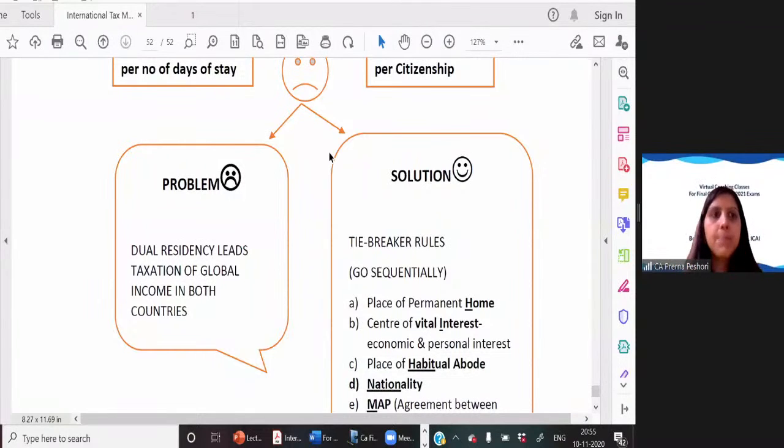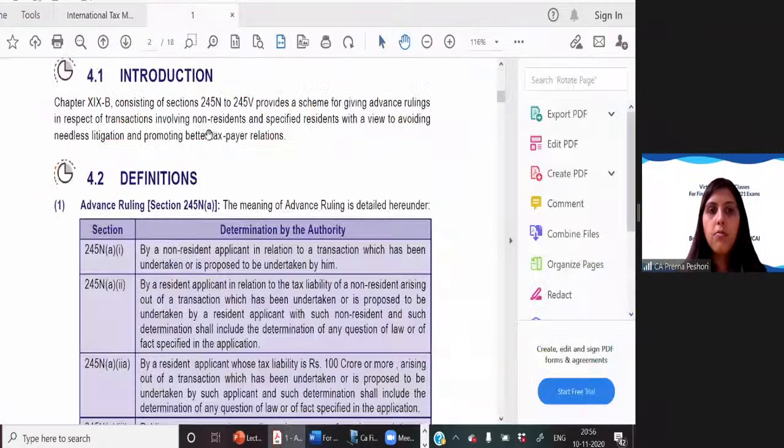Any questions? So should we proceed further to the AAR chapter if you do not have any doubts? Okay. Now I'm quickly moving towards the AAR chapter. That is a very small chapter, nothing much in it.